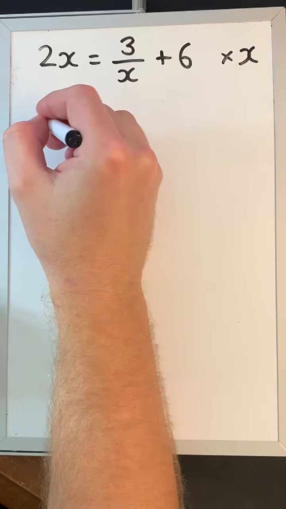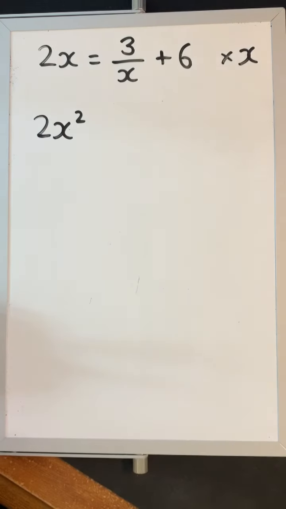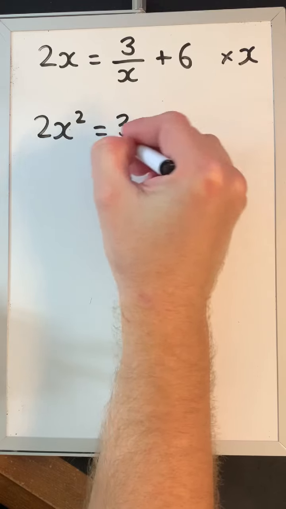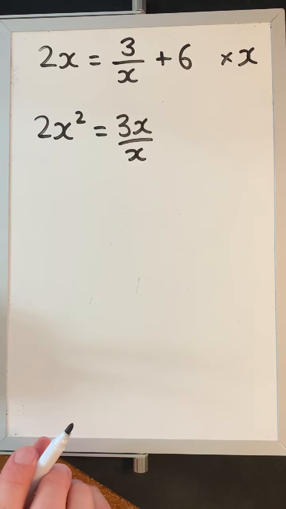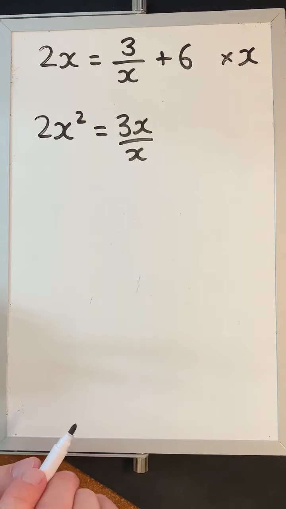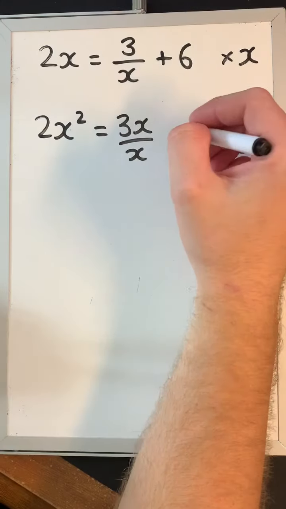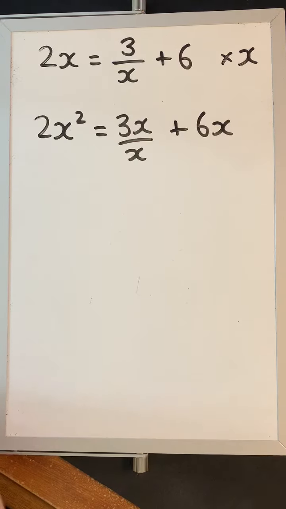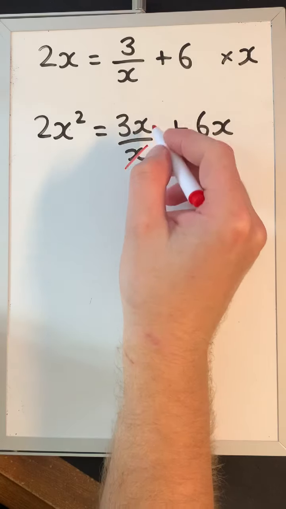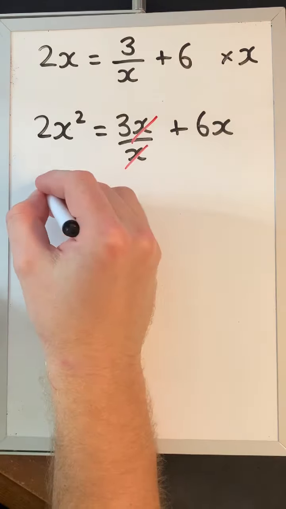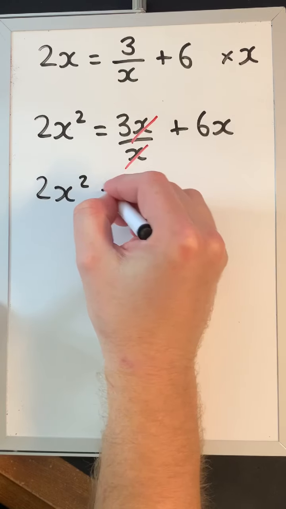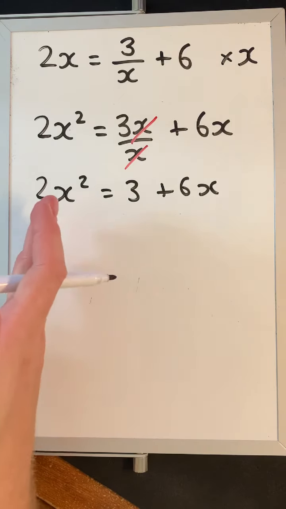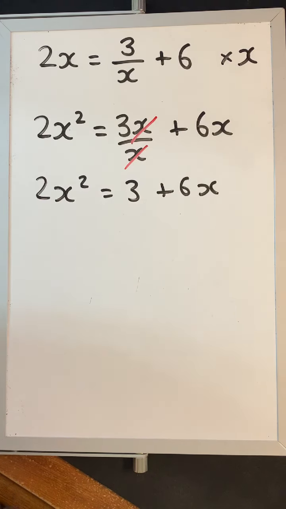So x times 2x is 2x squared. x times 3 over x is 3x over x. So if I just write this down for now, so we can see how they cancel. And x times 6 is 6x. Can we see now that these x's will cancel, and we are left with 2x squared is equal to 3 plus 6x. So we've got an x squared in here now, which means that we're going to have to solve a quadratic.